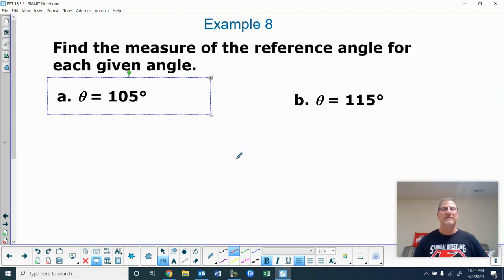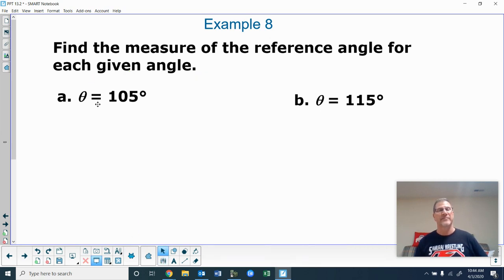All right. Again, you can do that on these as well. Shouldn't be a problem for you. Okay, just again, that's past 90, so you go 180 minus 105 for that one. Another one past 90, so 180 minus 115. Both of those would be in the second quadrant.